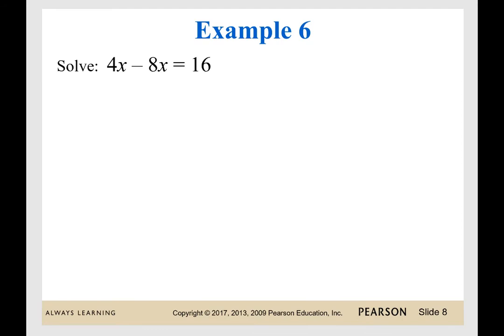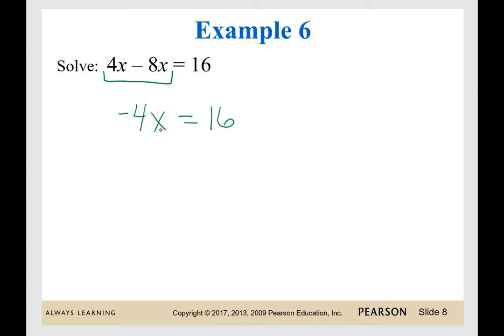And this is where there is a checklist in your book, and I really try to stick to that checklist. So just like we talked about in section 1, we're going to simplify both sides. If you look at the left-hand side, we do have like terms that we can put together. 4x minus 8x is negative 4x. Then I go to the right. Can I simplify the right? There's nothing I can do, so that's 16. So make sure that you simplify both sides individually before you ever get started.